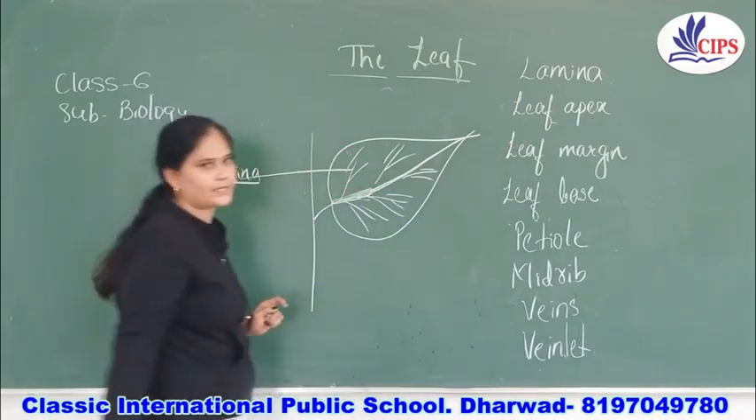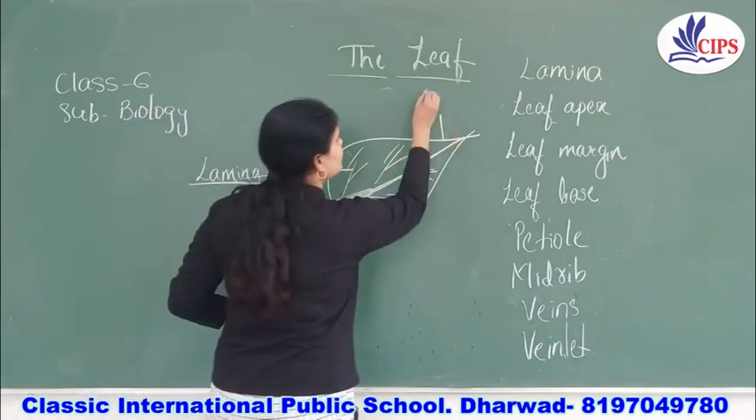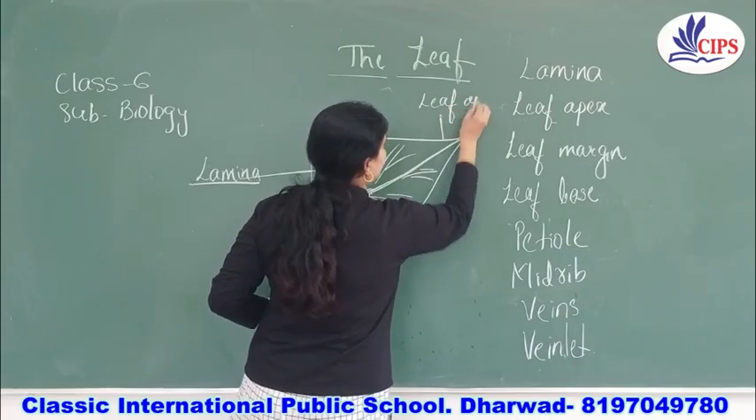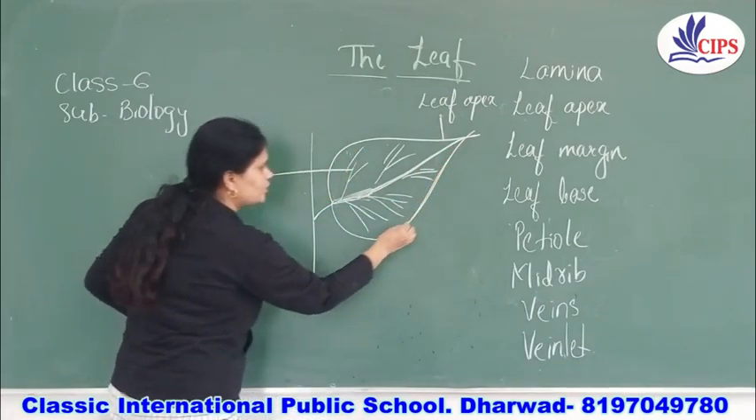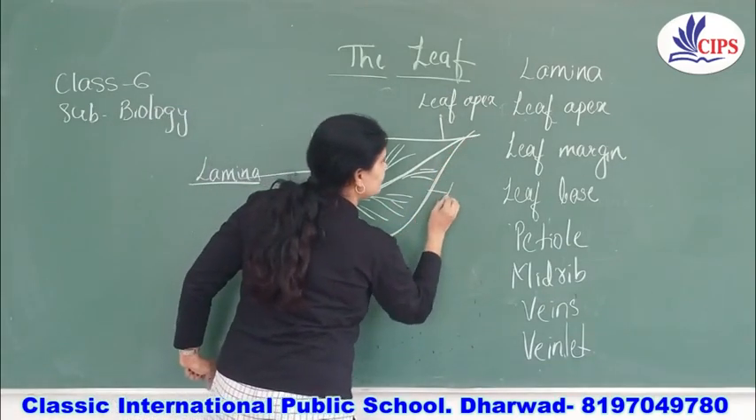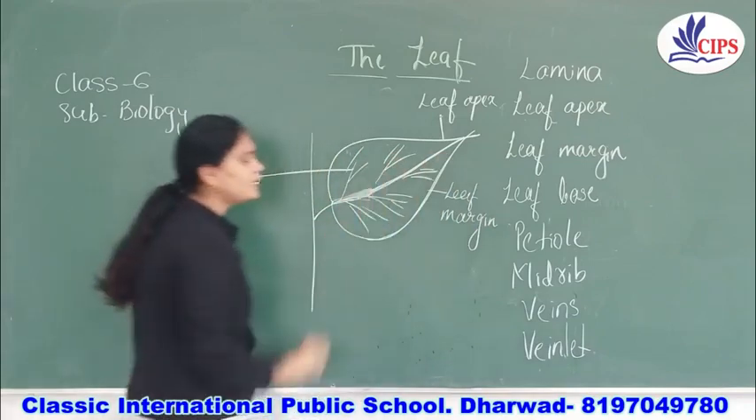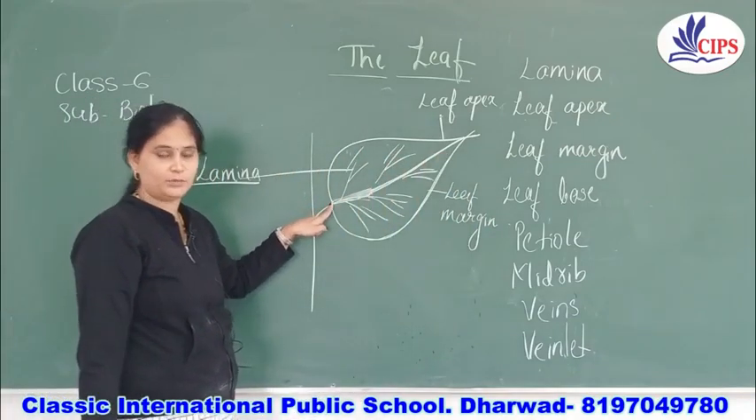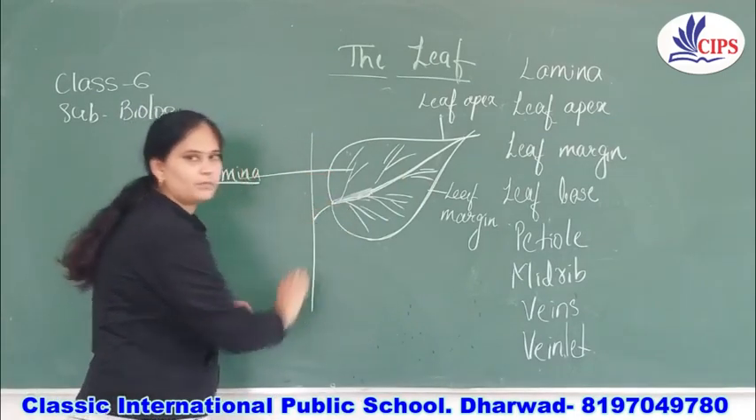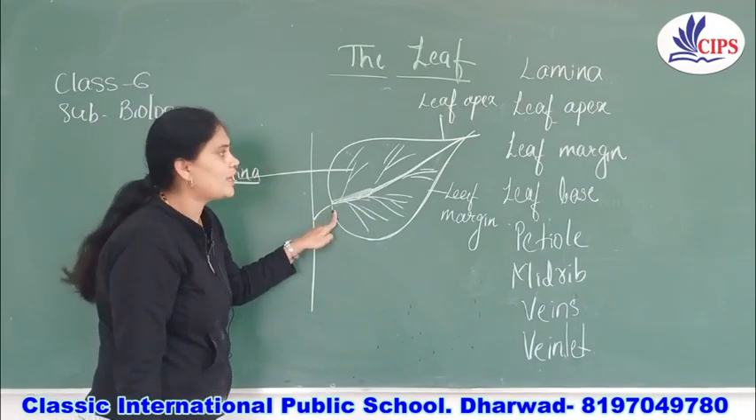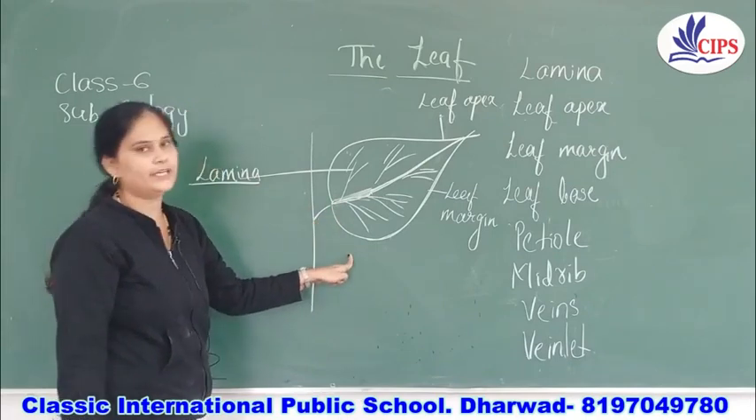Come to the leaf apex. Apex means the tip, so the tip of the leaf is called the leaf apex. Leaf margin: the margin of the leaf is called the leaf margin. Leaf base means the part of the leaf which is attached to the stem. The basal portion of the leaf, which is attached to the stem, is called the leaf base.